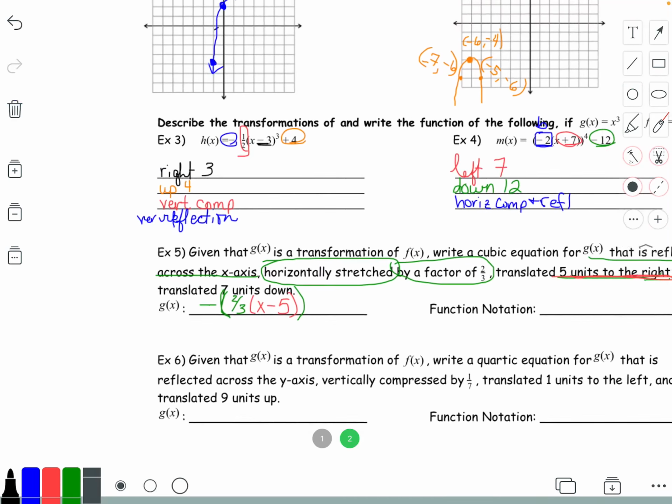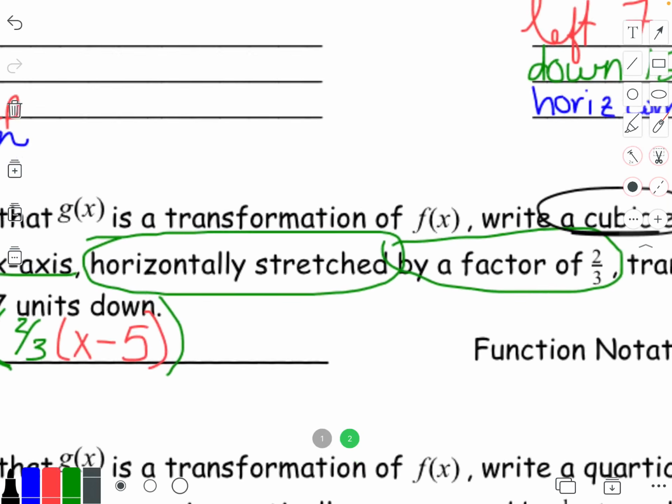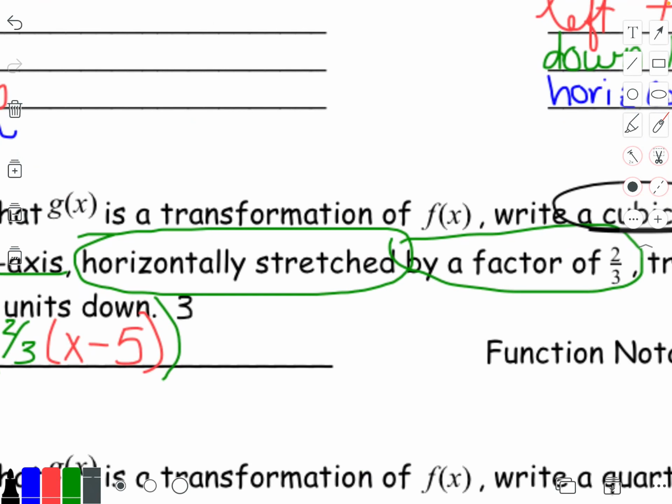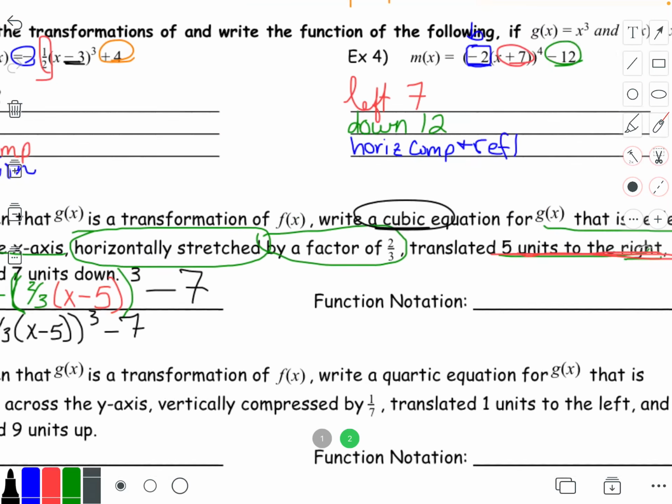And that is going to be, let's see, g of x is a cubic function. So we have a 3 exponent. And then translated 7 units down. So 7 units down, -7. So let me make that a little cleaner for you. G of x is going to be negative, parentheses, 2/3, parentheses, x -5, close, cubed, -7.